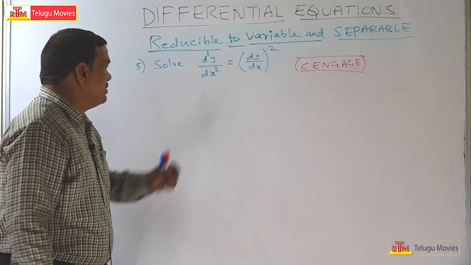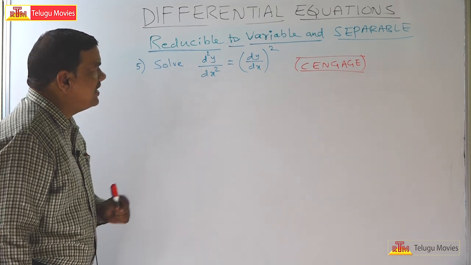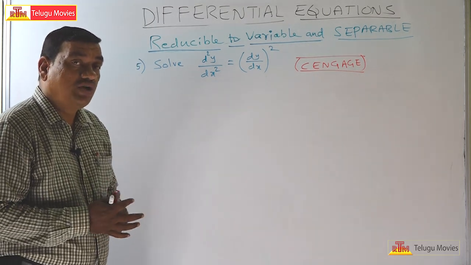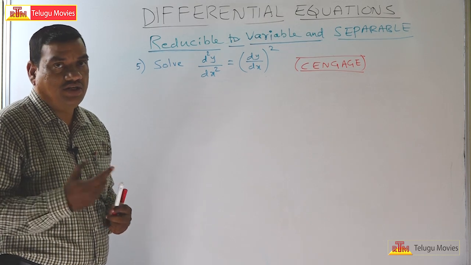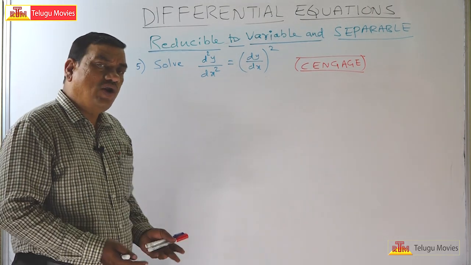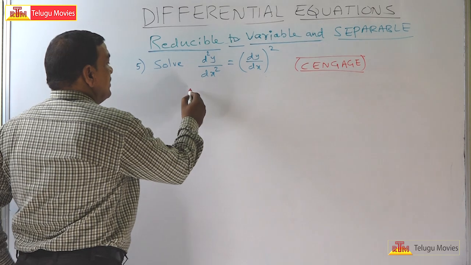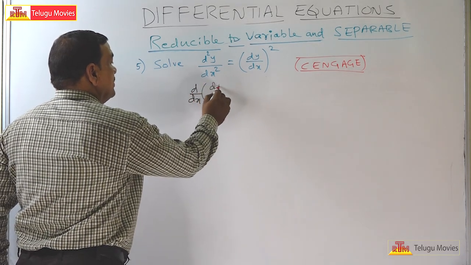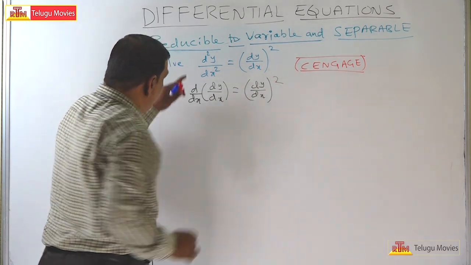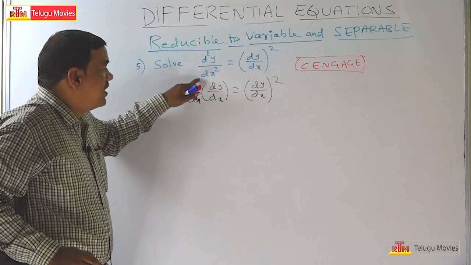Dear students, welcome to this problem. The problem is d squared y by dx squared is equal to (dy/dx) whole squared. How to solve this problem? It is a very nice problem, and to solve these problems you should have fundamental theoretical knowledge. First see here, what is the definition of a second order derivative? This can be written as d by dx of dy/dx, which is the same as d squared y by dx squared, and the right-hand side I wrote the same.